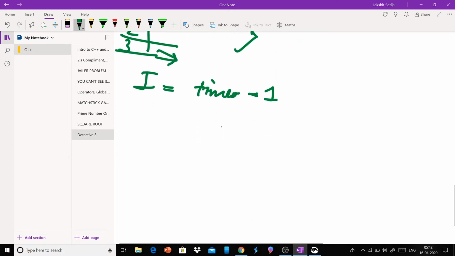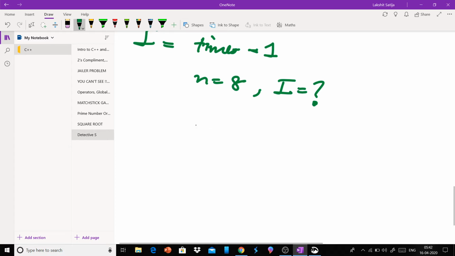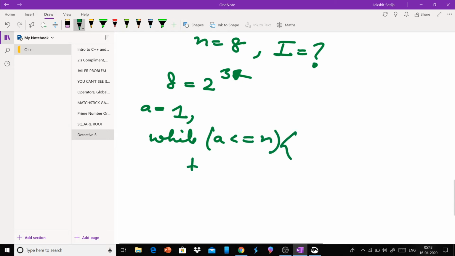Let me take another example. Suppose n is equal to 8 and we need to calculate i. 8 is equal to 2 power 3, so the answer should be 3, right? What I will do is say a is equal to 1, while a is less than or equal to n, times plus plus, a is equal to a star 2, right?